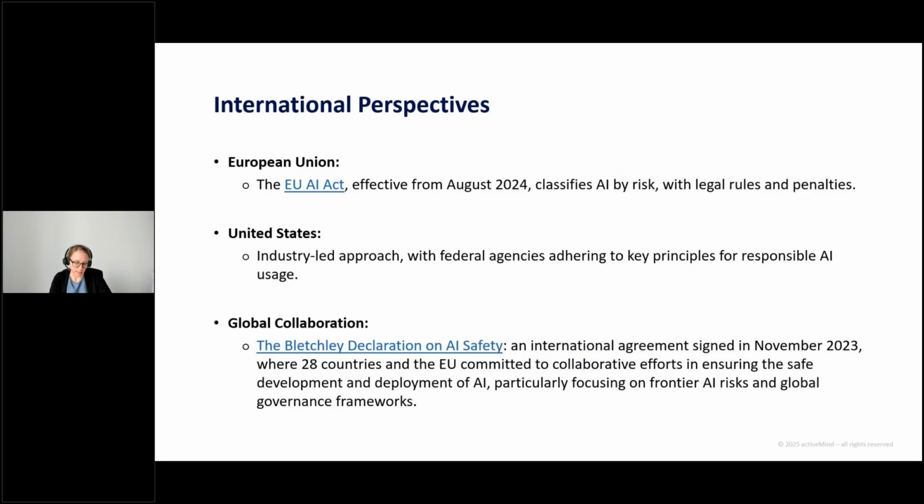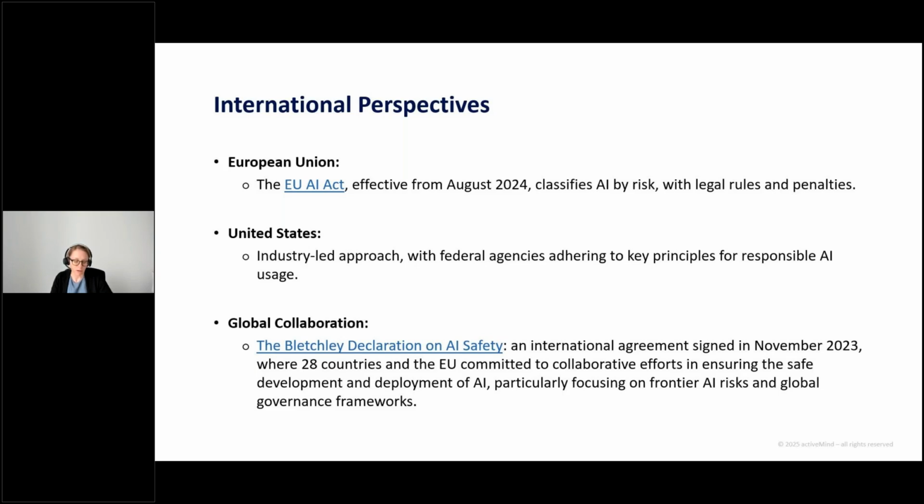The EU takes an active regulatory approach and categorizes AI use into risk levels, which impose legal obligations on users, developers, producers, etc. And as I said, it also enforces high financial penalties for misuse. The United States uses an industry-led approach, with federal agencies adhering to key principles for responsible AI usage.